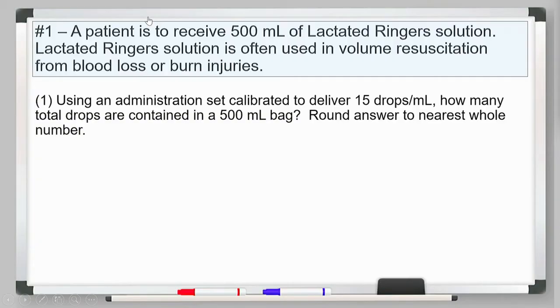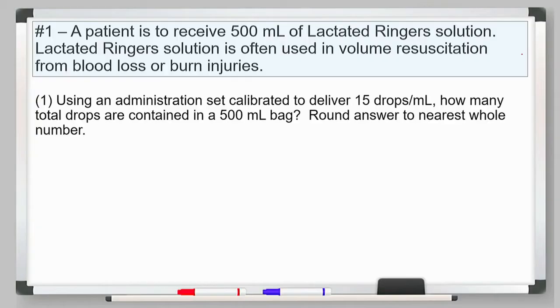So part of what you'll need to do if you're going to be calculating an administration rate in drops per time is convert a volume in milliliters to a number of drops. So you always have to look at the information provided about the set being used, all right? In this case, we're talking about infusing IV fluids, all right?